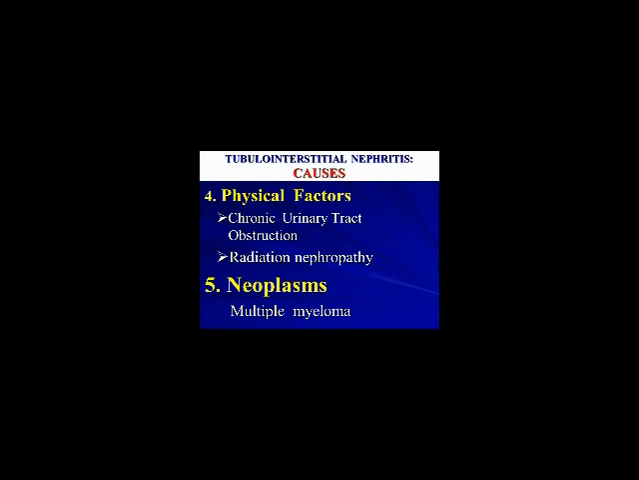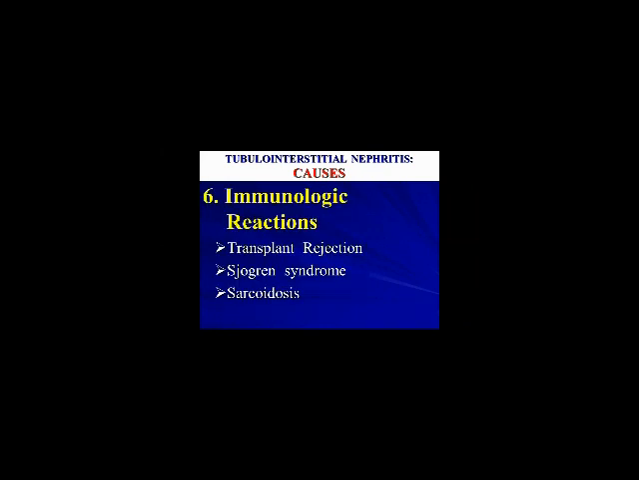Various physical factors can cause inflammation, like chronic urinary tract obstruction or radiation exposure. In various neoplastic conditions like multiple myeloma, light chains get deposited in the kidney parenchyma and produce inflammation. Then various immunological reactions like transplant reaction, Sjogren's syndrome, or sarcoidosis give us inflammation of the kidney.